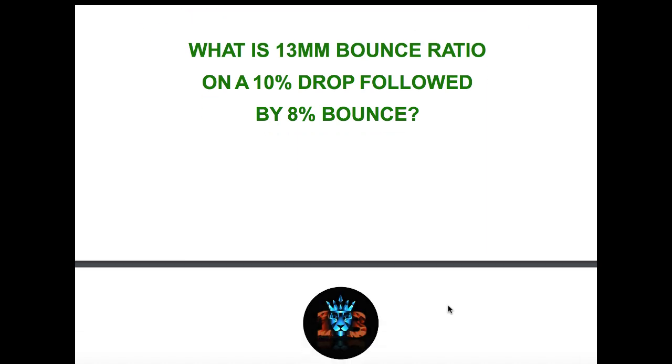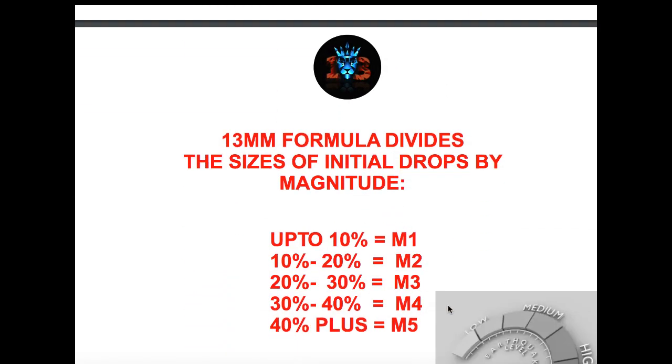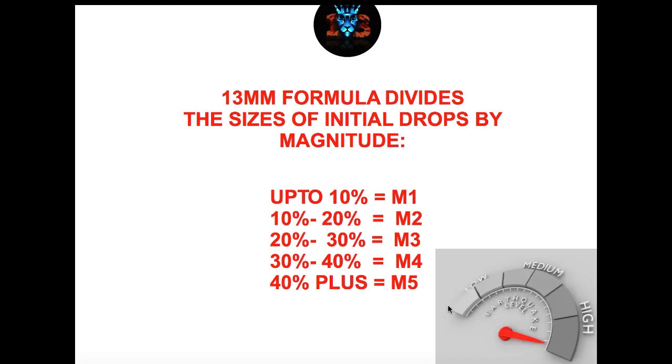Just looking at these numbers, you're going to understand what is actually happening on the charts. The next important thing is to transition from using a basic ratio to a weighted ratio, or the advanced ratio of the bounces, which takes into account the magnitude of the move as well. So in this case, we're looking at the basic ratio, which I just showed you how to calculate, and we're also taking into account the magnitude of the move. The magnitudes we break down into 5 categories, and M stands for the magnitude of the move.